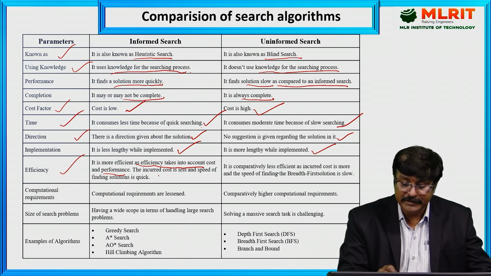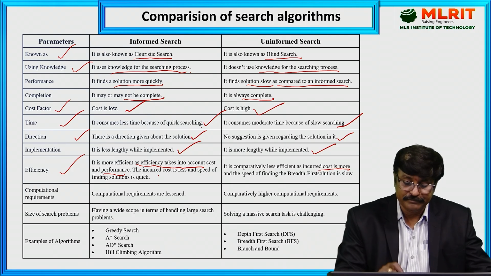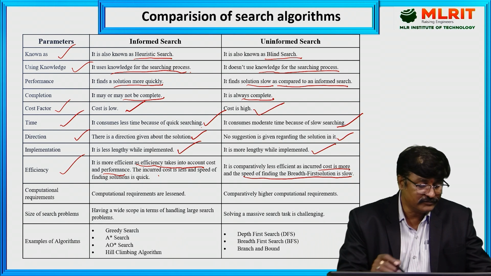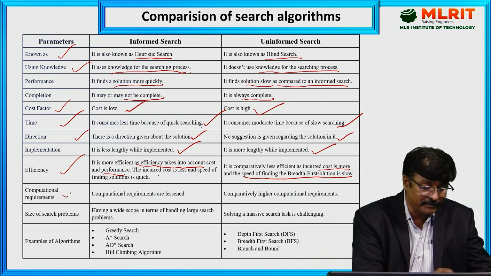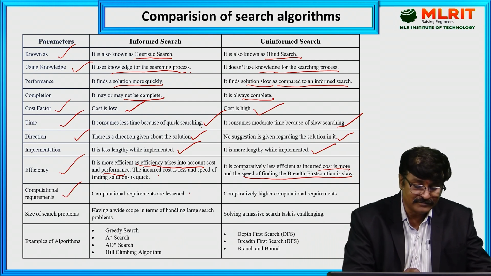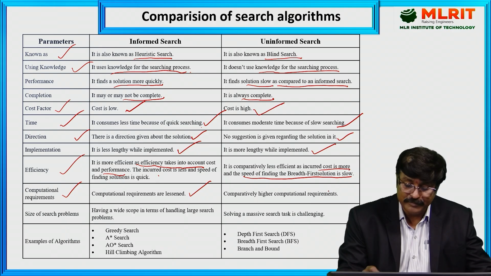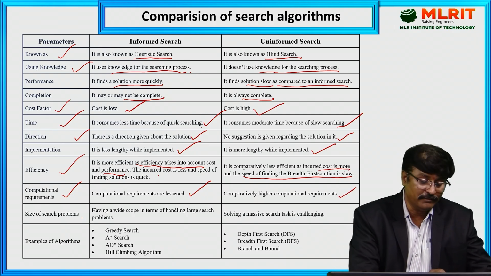It is comparatively less efficient as the incurred cost is more and the speed of finding the breadth first solution is slow in these cases. The computational requirements are lessened here, whereas high computational requirements are needed there. Next, the size of the problem.